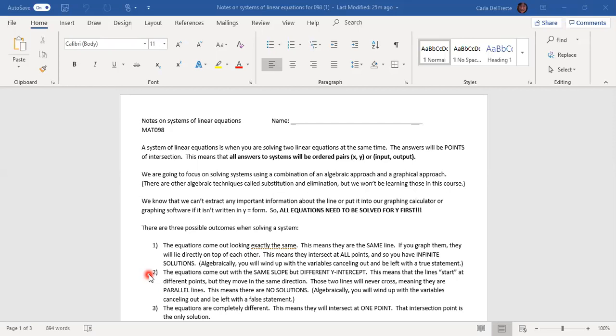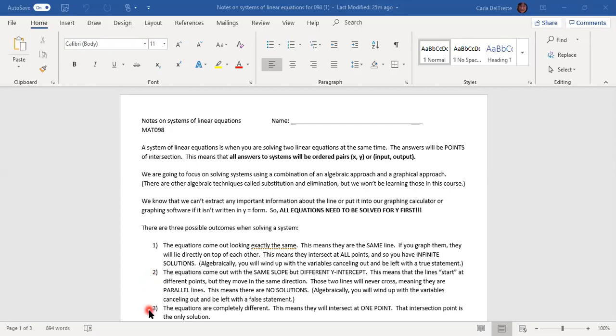Algebraically, you'd wind up with the variables canceling out, just like we saw in the algebra sections, and you'd be left with something that's totally false, makes no sense, so there's no values that would ever make it true, and that's how algebraically you would get no solutions. So, same thing that we saw in algebra.